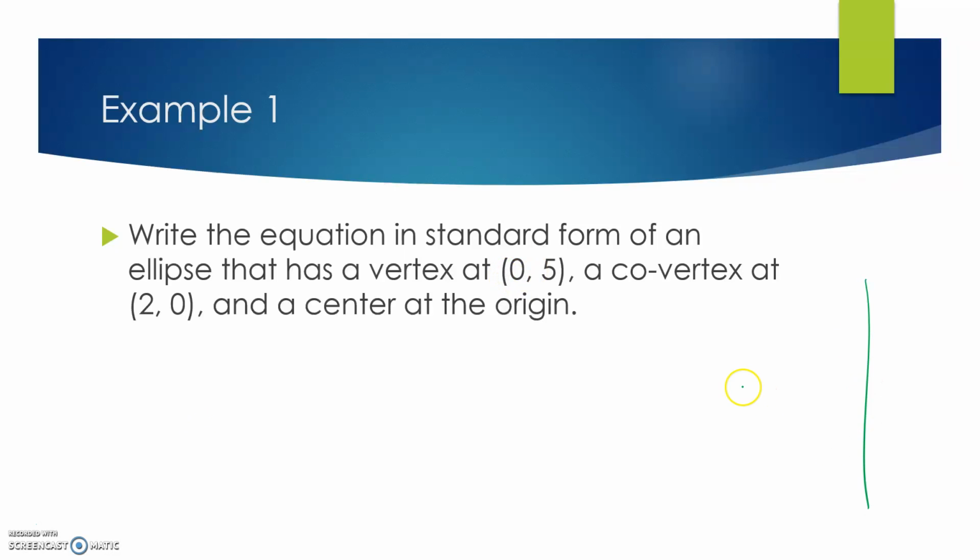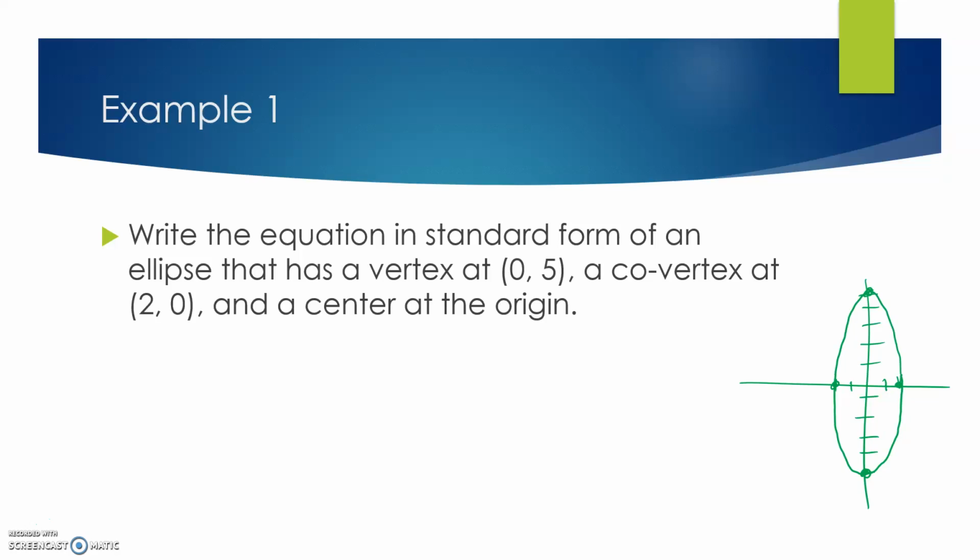So if I just kind of even sketch a little graph, 1, 2, 3, 4, 5. It's 5 in both directions. There's one vertex here, but that means there's another vertex at (0, -5). There's a co-vertex at (0, 2), and at (-2, 0). And we can see from our sketch even that it should be longer on the y-axis than it is on the x-axis.